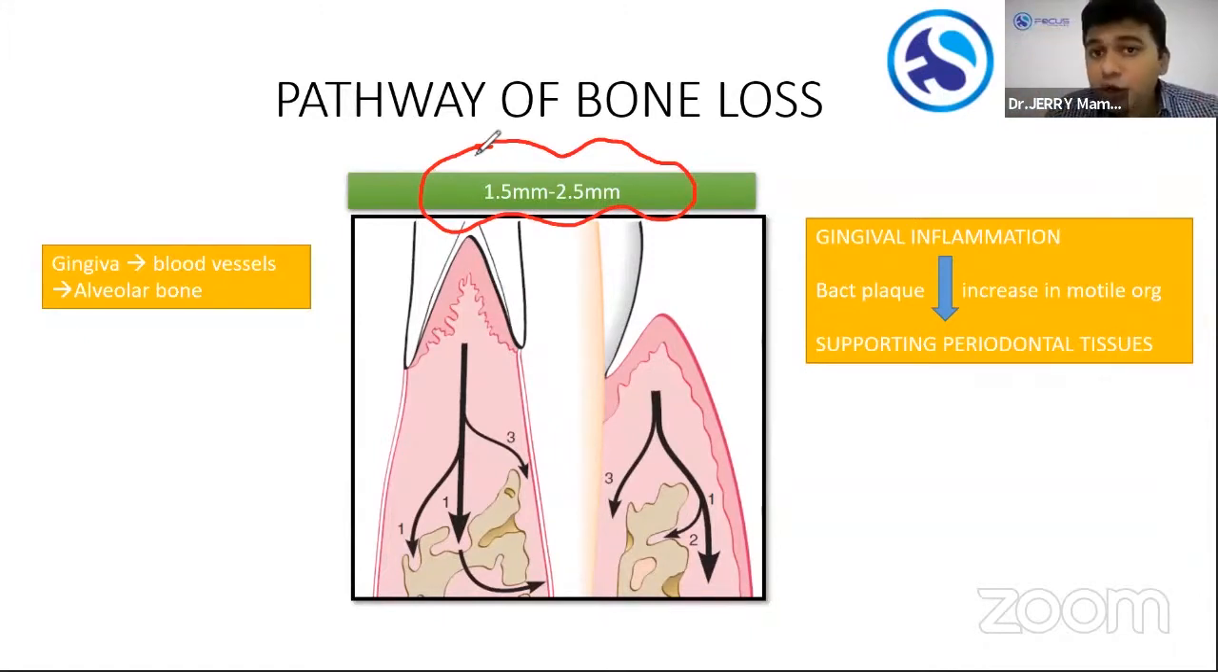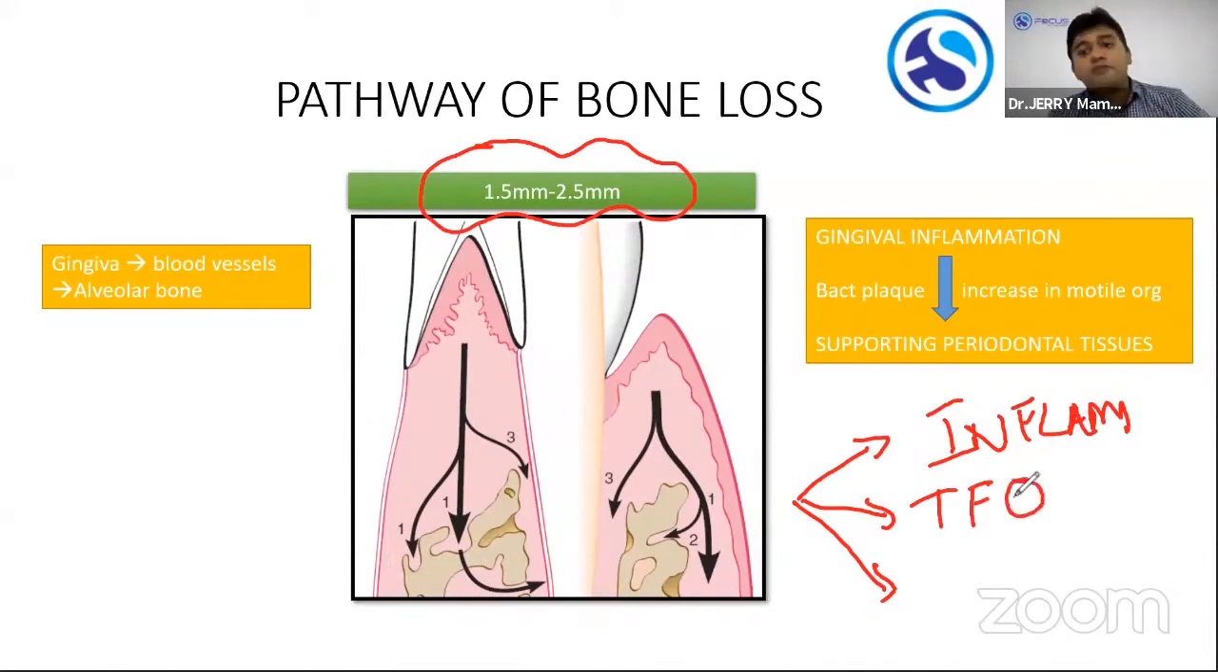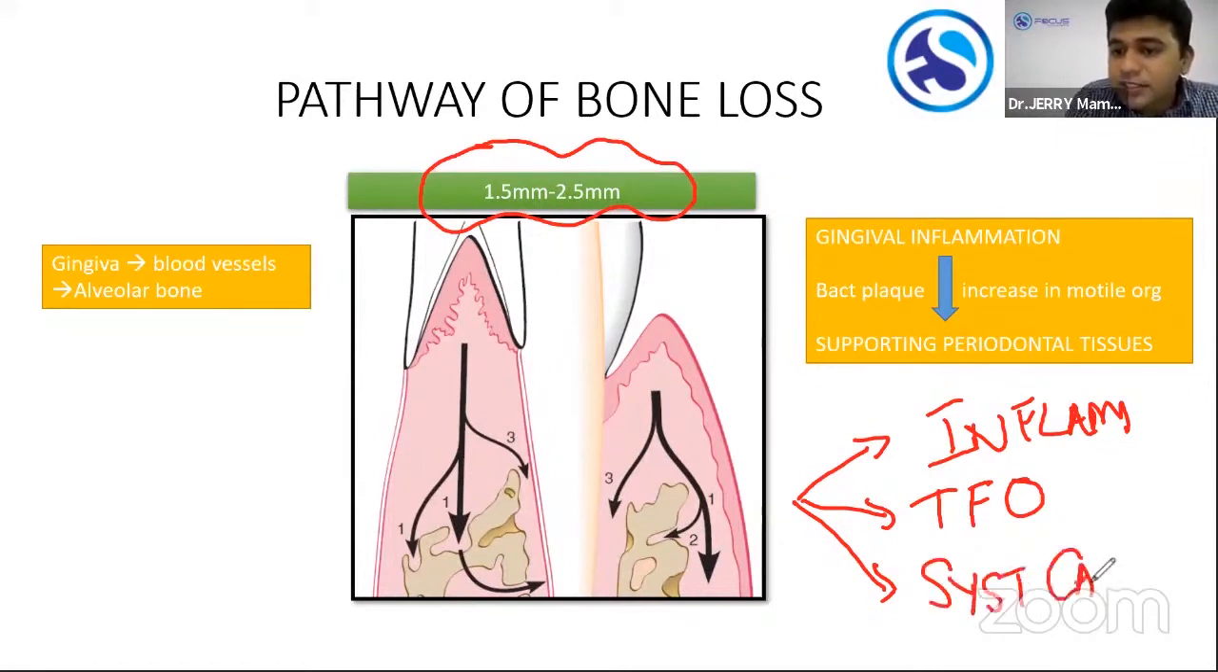Now we are talking about bone loss. How does bone loss occur in periodontal conditions? There are three ways in which bone loss can occur. One is by inflammation. The second is trauma, we all keep hearing about trauma from occlusion. And the third is from systemic causes. So these are the three main causes of bone destruction.